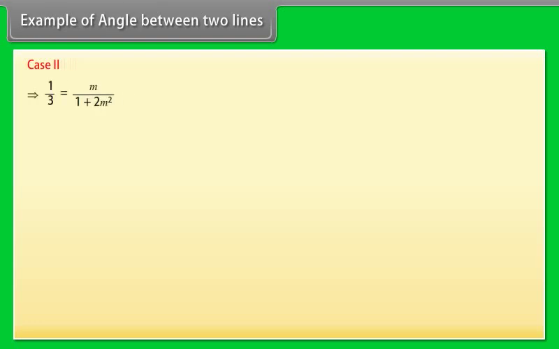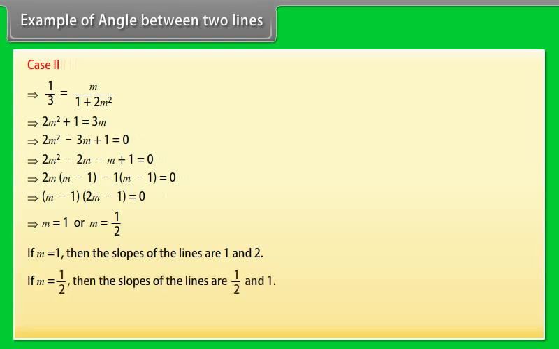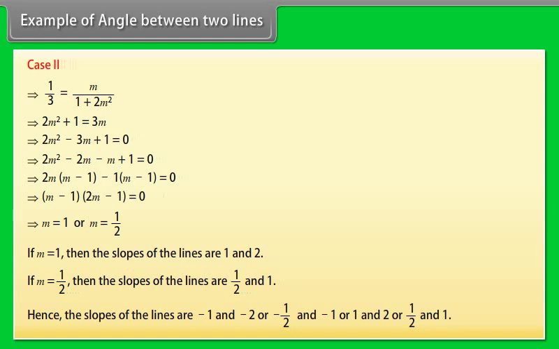Case 2. 1/3 is equal to m divided by (1 plus 2m square). On solving, we get m is equal to 1 or m is equal to 1/2. If m is equal to 1, then the slopes of the lines are 1 and 2. If m is equal to 1/2, then the slopes of the lines are 1/2 and 1. Hence, the slopes of the lines are minus 1 and minus 2, or minus 1/2 and minus 1, or 1 and 2, or 1/2 and 1.